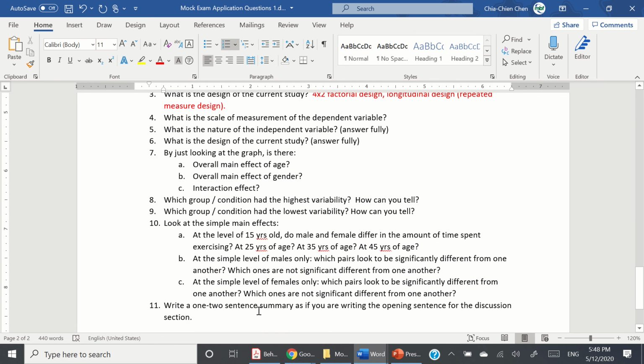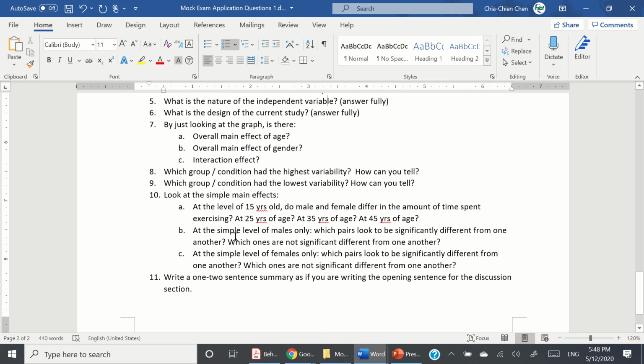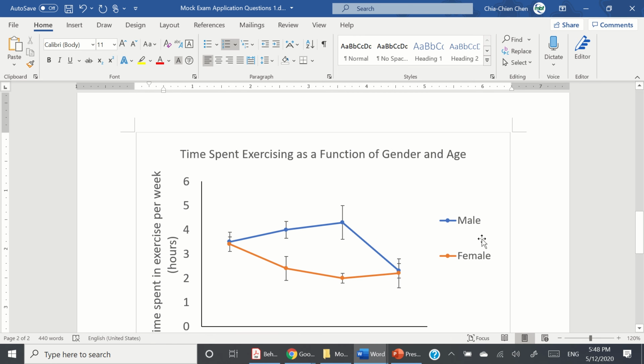Okay, now B, at the simple level of male only. So now we don't care about the female, we're only looking at the male. At the simple level of males only, which pair looks to be significantly different from one another? Which ones are not significantly different from one another? So we're only looking at male.